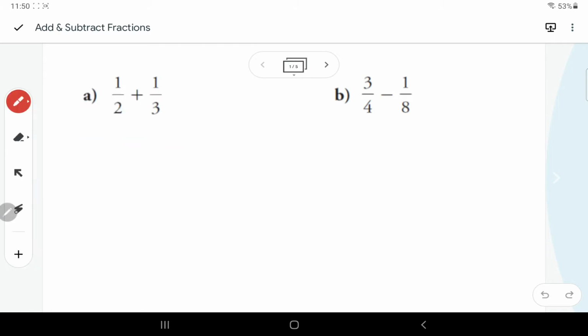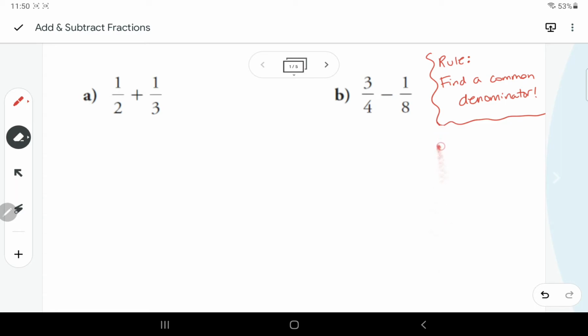So our rule when we're adding and subtracting fractions is the same for both addition and subtraction, and that you probably remember from grade 7 and 8 is to find a common denominator. So we're going to be looking for a number that both of the denominators can divide evenly into. And we're going to change our fractions to have the same denominator. Then we just add or subtract the tops and keep that bottom the same.